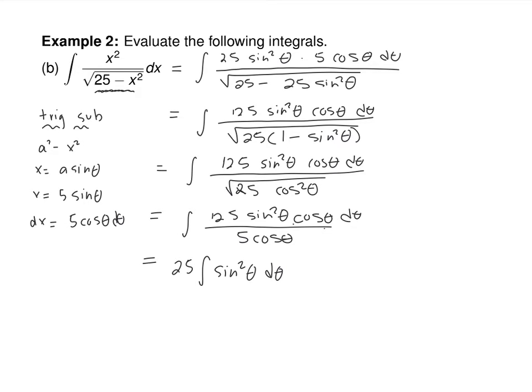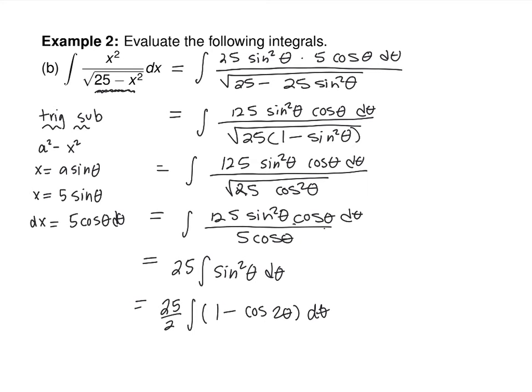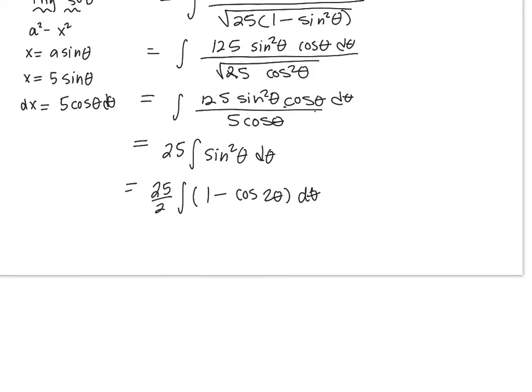Now to anti-differentiate this, we have to use the half angle identities. It'd be 25 over 2 integral of 1 minus cosine of 2 theta. And we're pretty close to done. 25 over 2 times theta minus a half sine of 2 theta plus c.